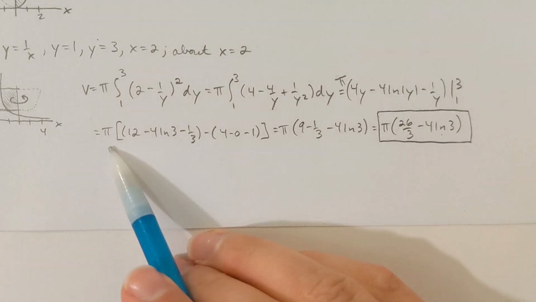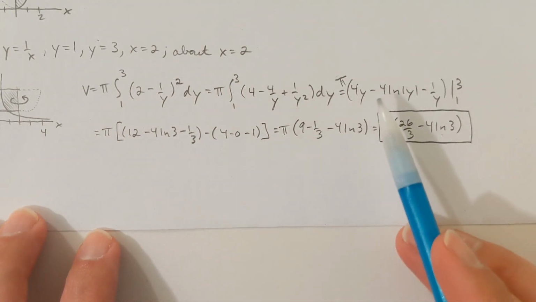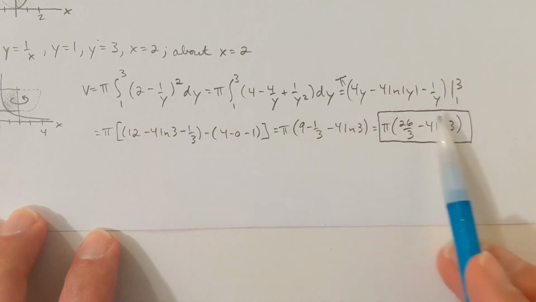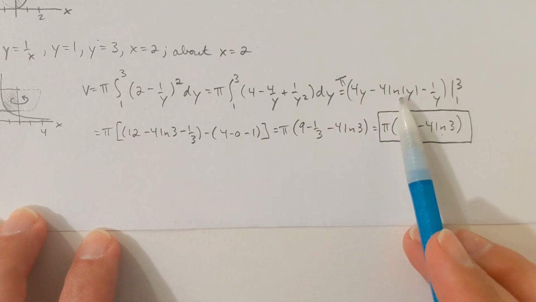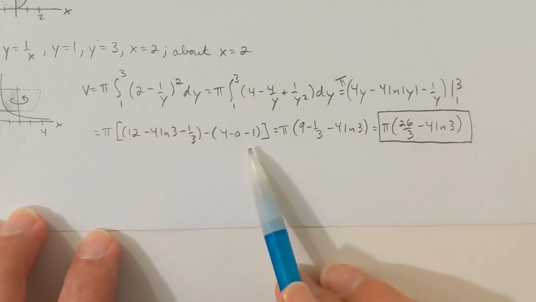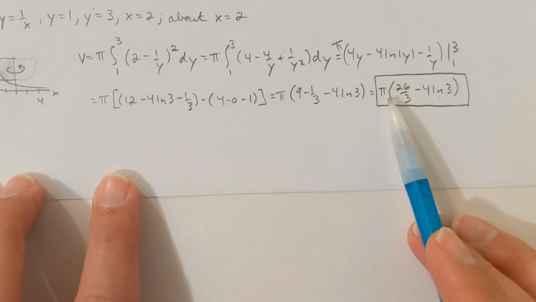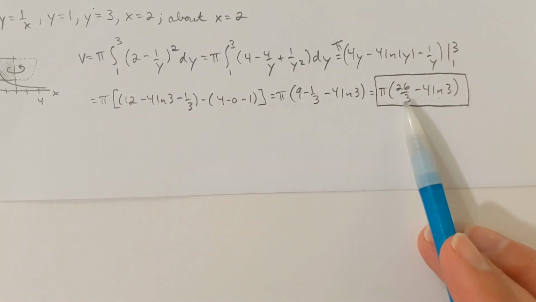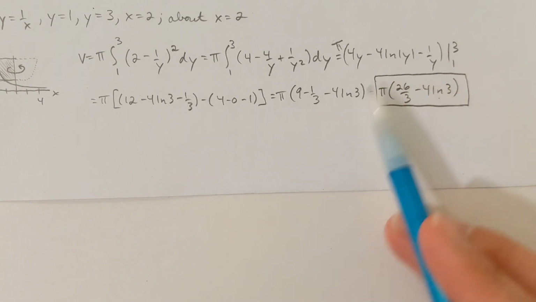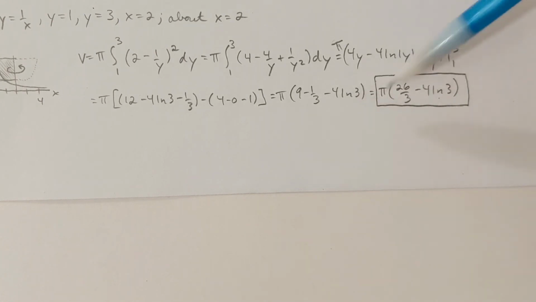So we've got pi times the quantity, 12 minus 4 ln 3 minus 1/3, and then minus, when you plug in 1, it's going to be 4 minus ln 1, which is 0, and then minus 1. When you simplify what's inside the brackets there, I'm getting pi times the quantity 26/3 minus 4 ln 3. If you were to check that, that would be a positive number in decimal form. But again, we'll just keep our answers in exact form here. So that's the disk method.